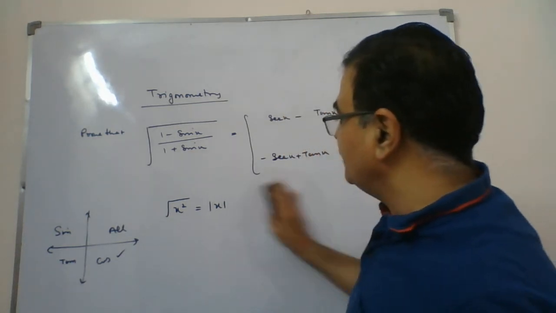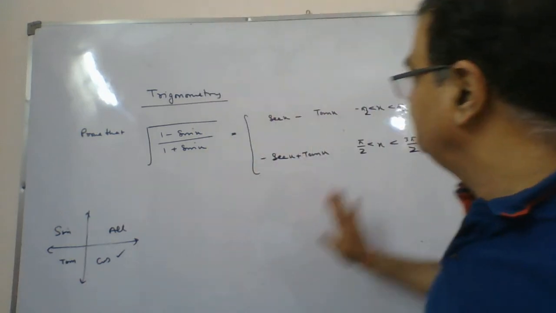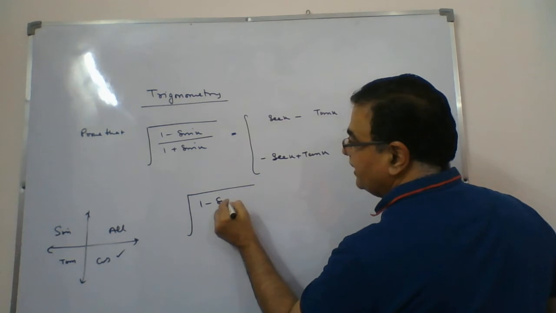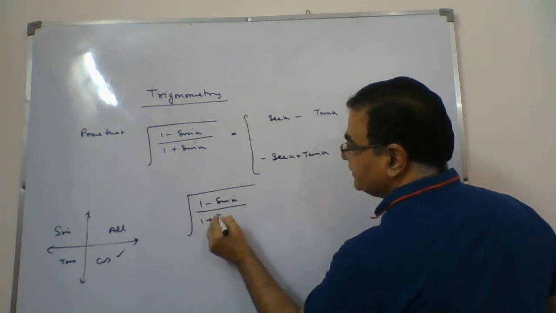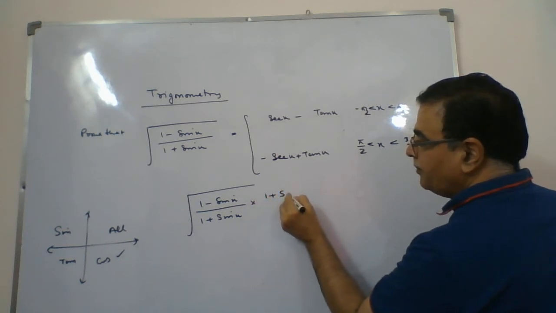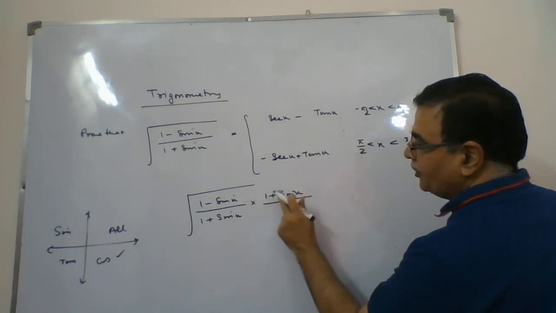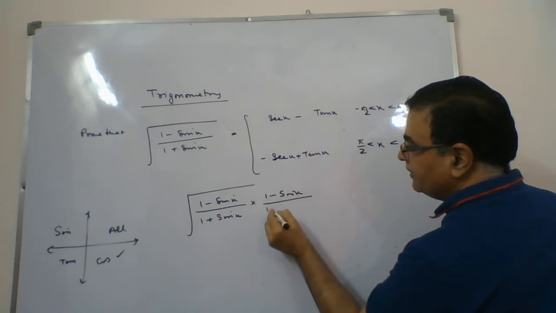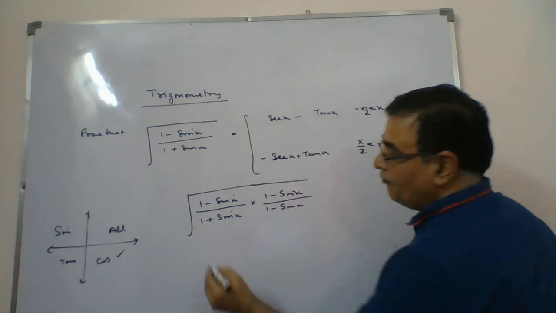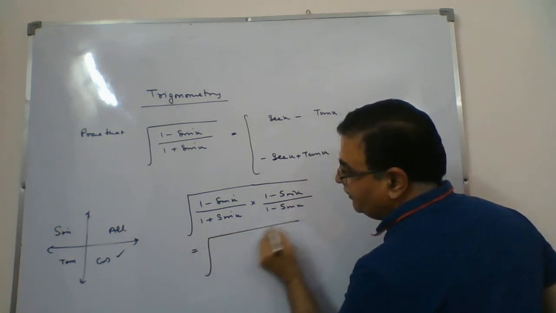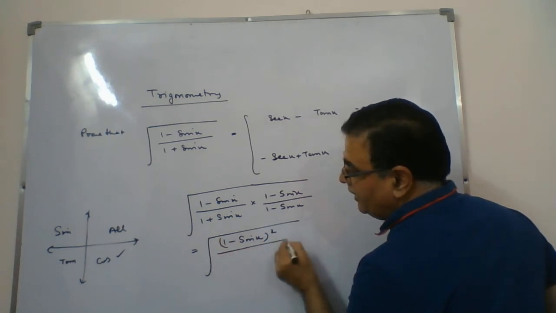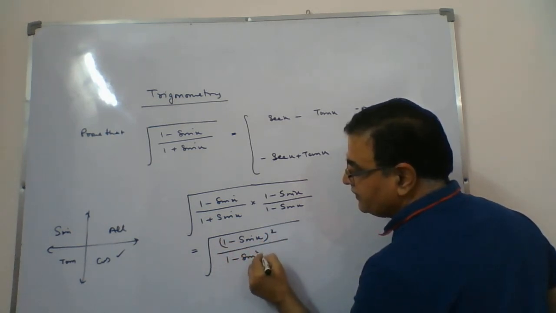Clear? So now we are coming to the question which we have just now. You start the question this way: under root of 1 minus sine x by 1 plus sine x. To solve it further, we will multiply it by 1 minus sine x. Sorry, it is here plus, so it will be minus and minus. We will multiply this way. When you multiply this, the numerator will come out to be 1 minus sine x whole square and the denominator will be 1 minus sine square x.